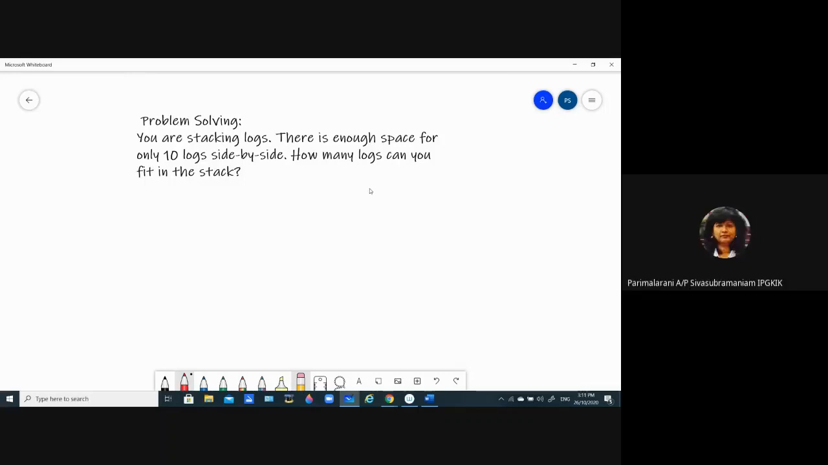100. How do you get the answer? Square figure, square number. You know what logs are, right? We have logs in Sabah and Sarawak. Logs are like this, right? So we are going to stack. They said there's enough space for only 10 logs side by side. That means on the floor maybe, or whatever you're stacking on. There's only enough space for 10.